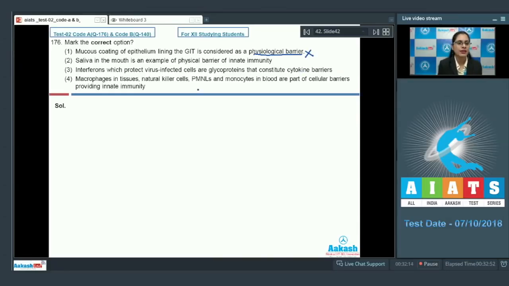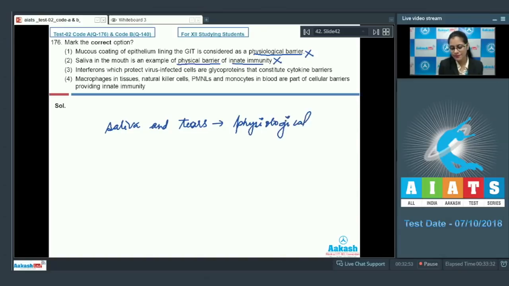The second option given is saliva in mouth is an example of physical barrier of innate immunity, and this is an incorrect option because saliva and tears are the example of physiological barriers and not physical barriers.